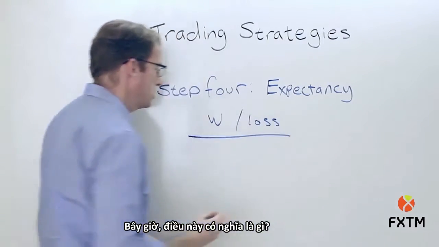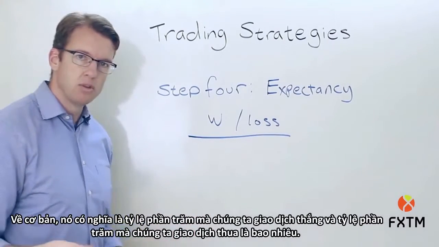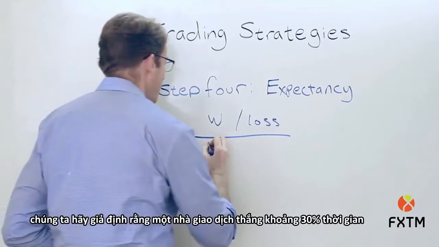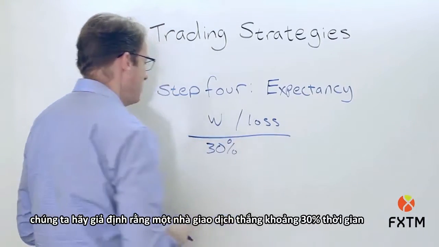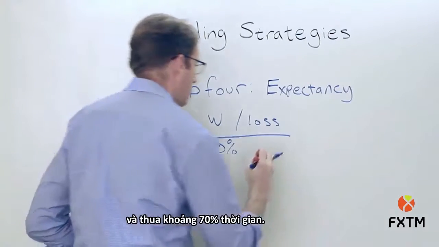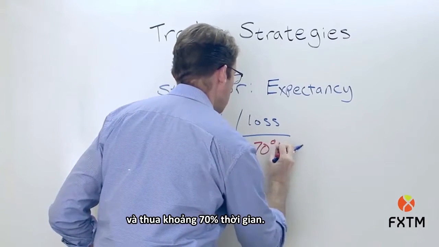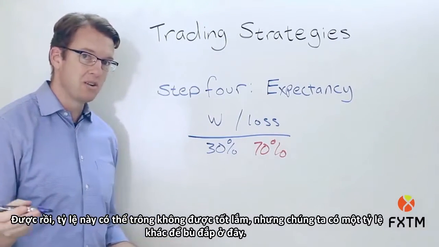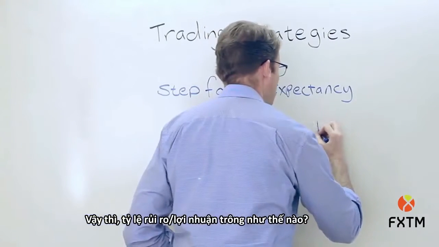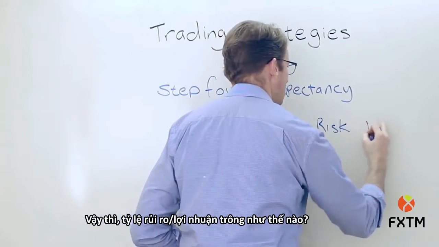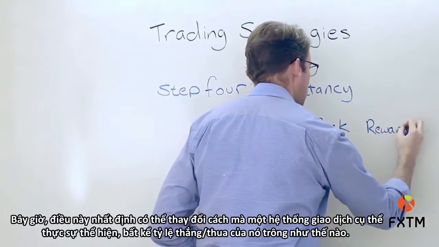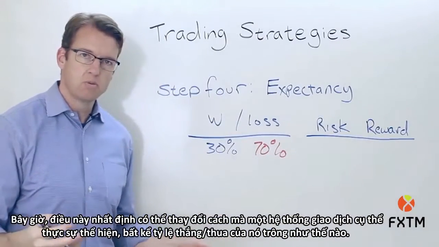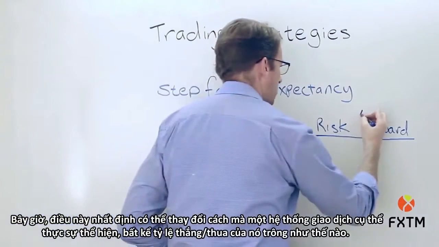Now, our win to loss ratio, what does this mean? Well, it basically means what percentage of the time do we win and what percentage of the time do we lose. So let's just do a hypothetical here. Let's say that a trader is winning about 30% of the time and they are losing about 70% of the time. All right, now that may not look very good, but we have another ratio to cover here. So what does the risk to reward look like? Now, this can definitely change the way that a particular trading system is really performing, regardless of what its win-loss ratio looks like.